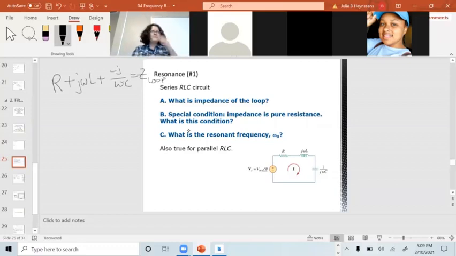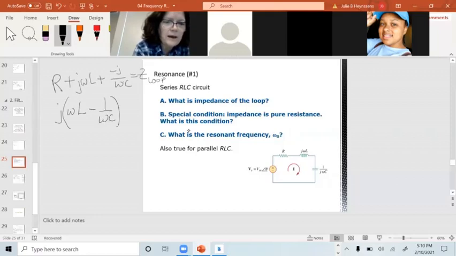Now there's a special condition that people find very desirable: the impedance is purely resistive. So the imaginary part has to go to 0. I'm going to factor out the j: j times (omega L minus 1 over omega C) has to equal 0. j can't equal 0, so we can just divide by j.